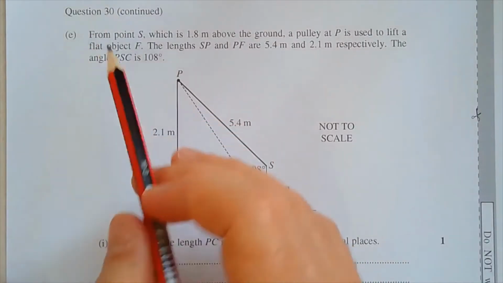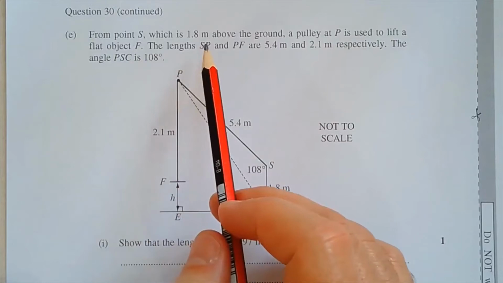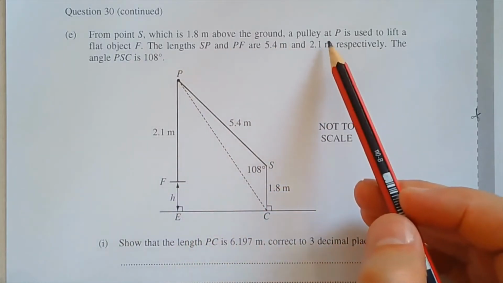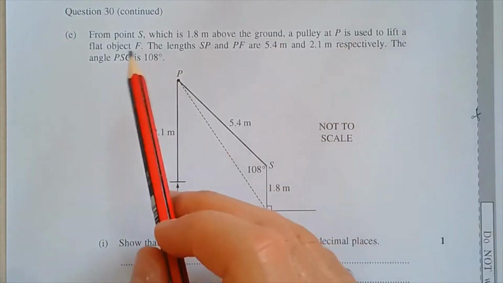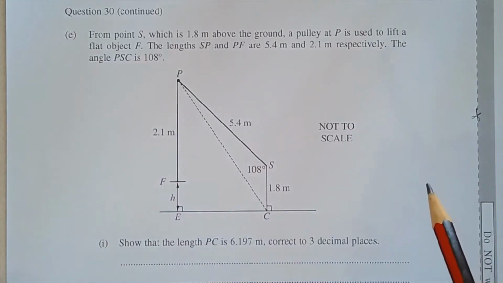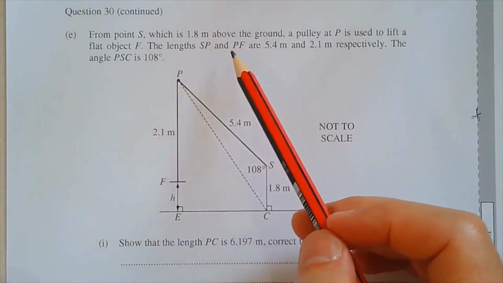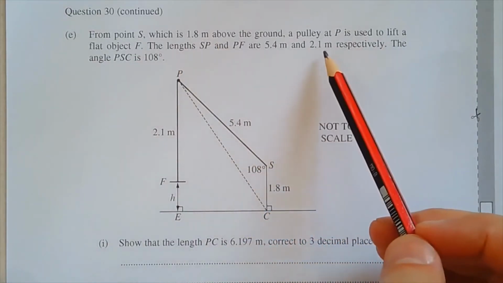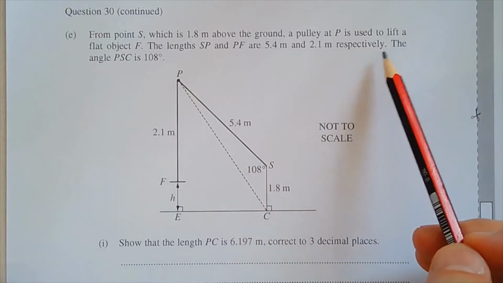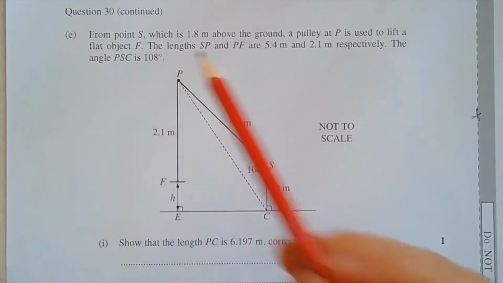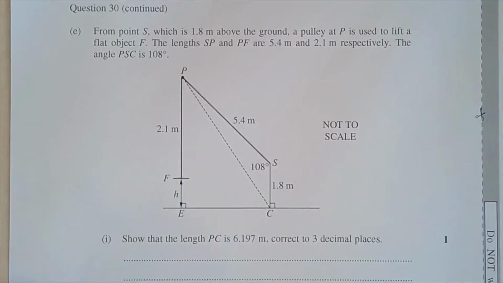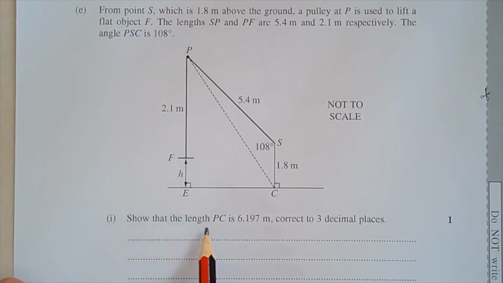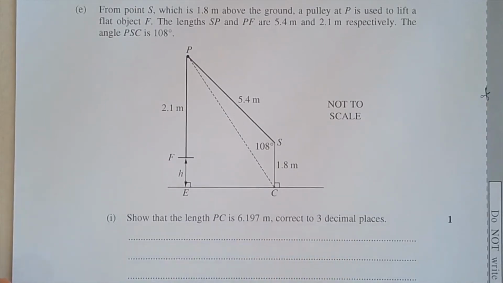Question 30E. From point S, which is 1.8 meters above the ground, a pulley at P is used to lift a flat object F. The lengths SP and PF are 5.4 meters and 2.1 meters respectively. The angle PSC is 108 degrees. So part 1, show that the length PC is 6.197 meters, correct to 3 decimal places.